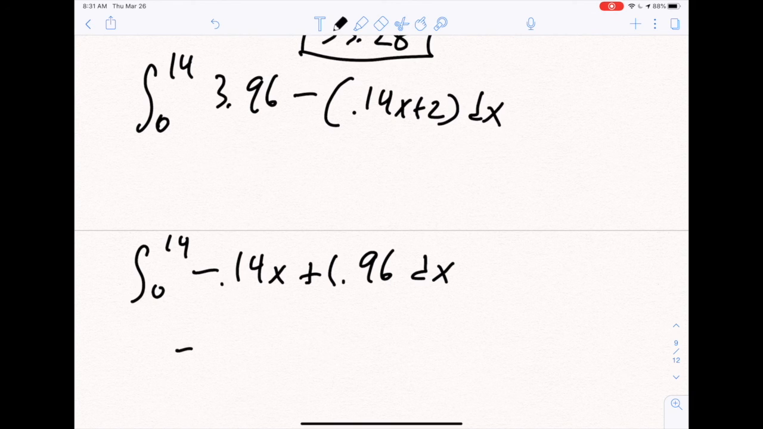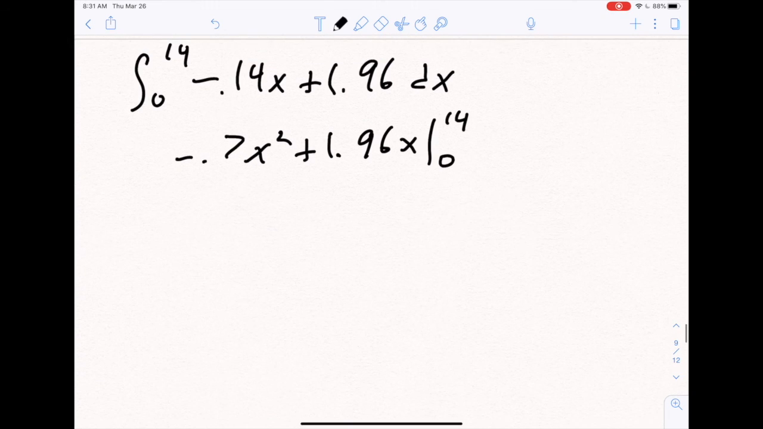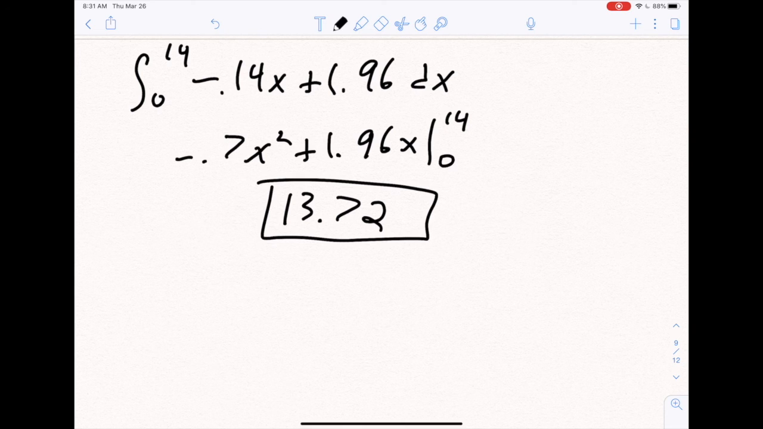And so that becomes minus 0.7x squared plus 1.96x evaluated from 0 to 14. And then that will spit out 13.72 for your producer surplus.